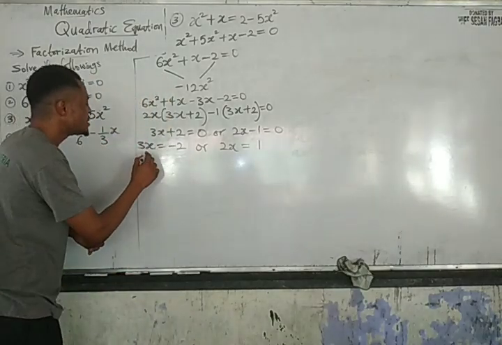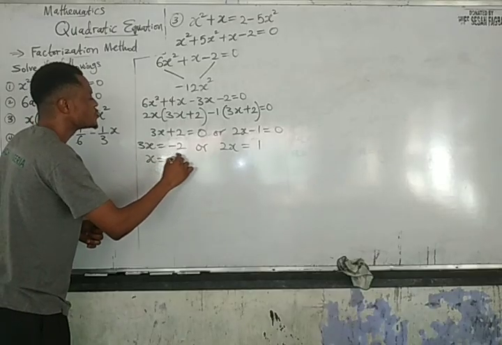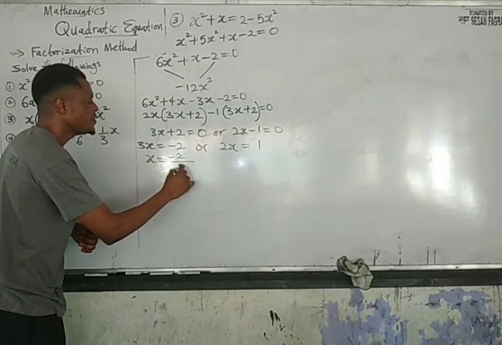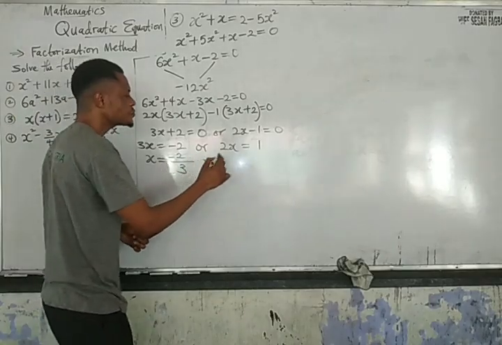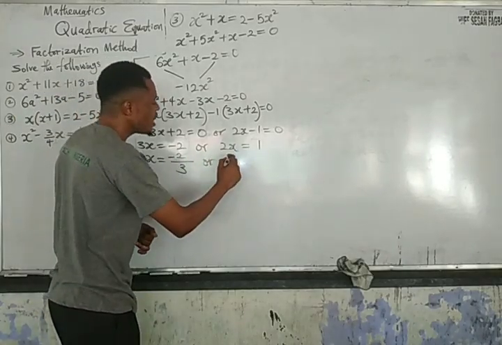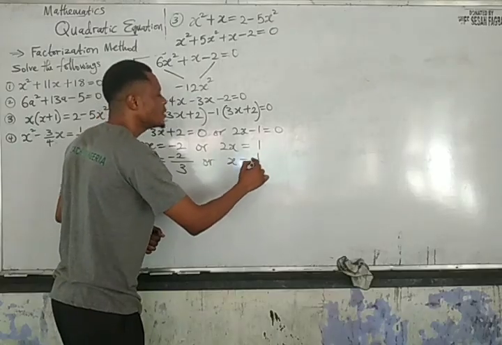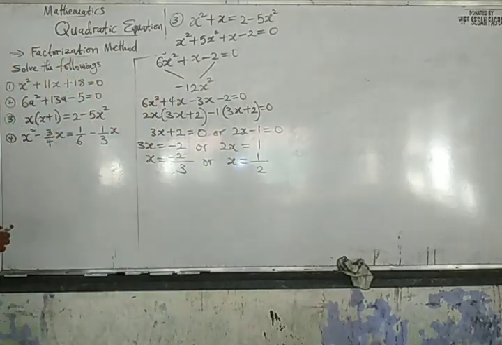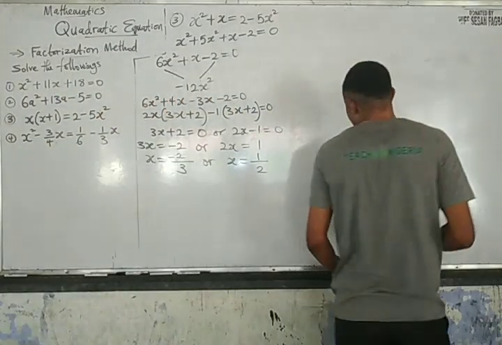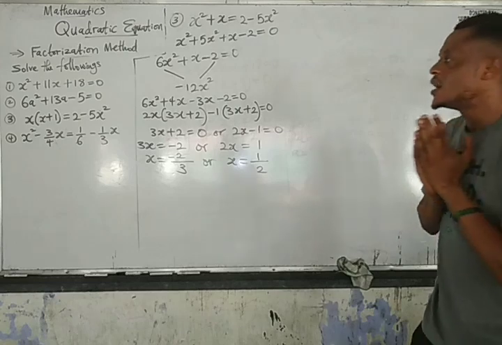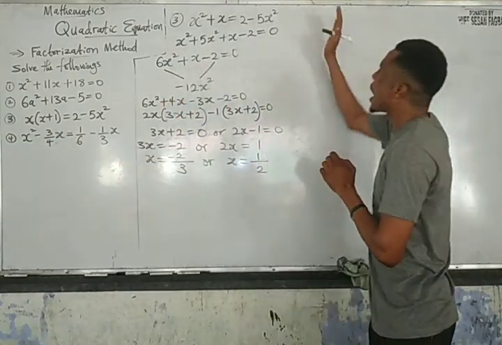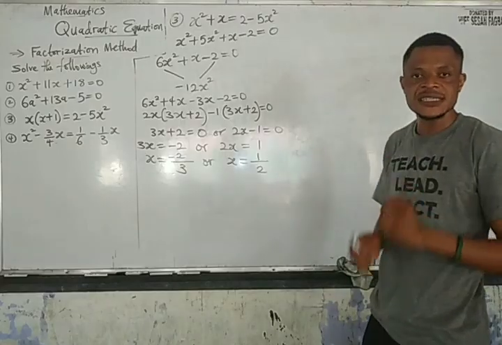So what is our x here? X is going to be minus 2 all over the 3, which is the coefficient here. We have 3. Or x as subject of the formula is going to be equal to 1 all over 2. Easy. So the number 4 also requires cleaning what we have here to make it our convenient quadratic equation.